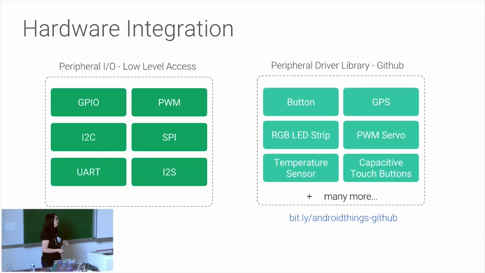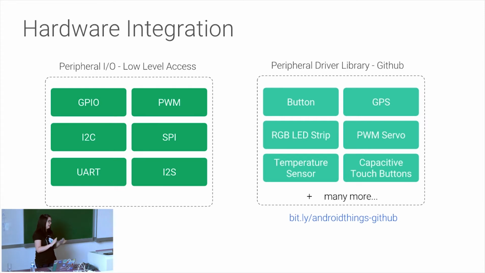Okay, so for those of you that are not electronics experts, like me, I like to think of it as two different ways in which you can start to access and play around with different peripherals that you might plug into your device. There's what I like to call the hardware, which is the peripheral I/O, which gives you low-level access to things such as different protocols. So the GPIO protocol, PWM protocol.